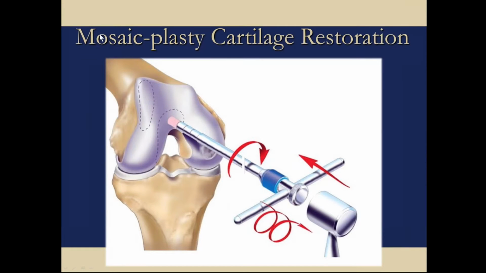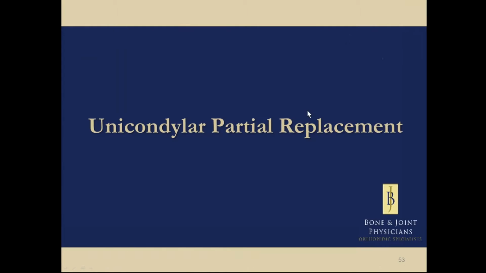This is that mosaicplasty. I was talking about the hair transplants, where basically we're taking cartilage from different parts of the knee and putting it in the worn spots where there's more pressure. Unicondylar partial knee replacement. I was mentioning that osteoarthritis is a segmental disease.